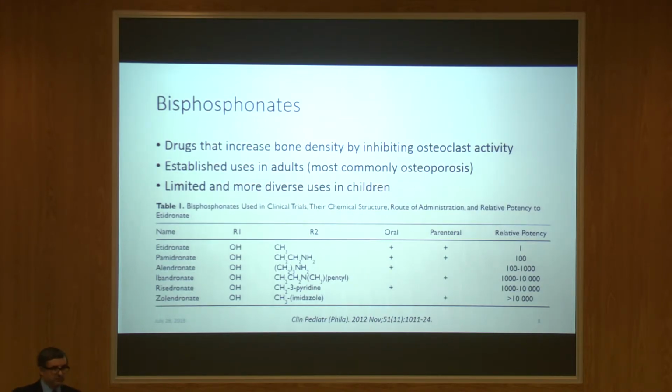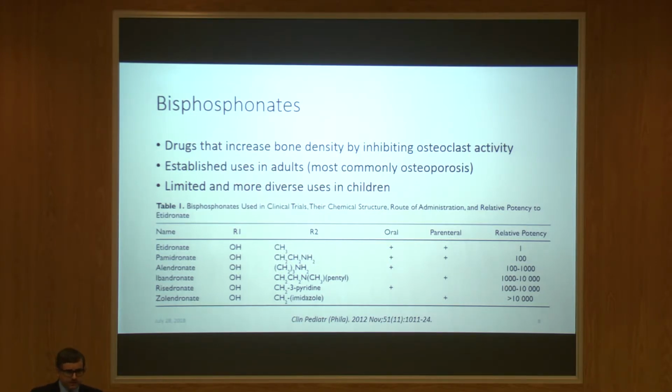So what are bisphosphonates? Bisphosphonates are drugs that work to increase the density of the bone by inhibiting osteoclasts. So they target osteoclasts, and there is a complicated mechanism of how they actually inhibit osteoclasts. So essentially, they make the cells that destroy bone less active. And when you slow down the destruction of the bones, you tip the balance towards more bone formation.